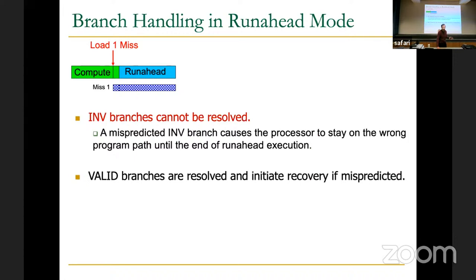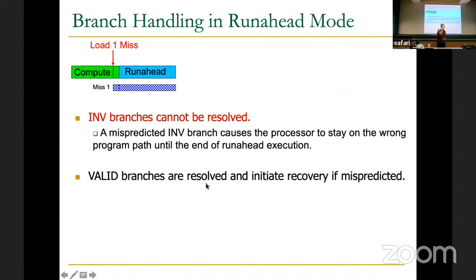So how do you handle branches? If you have an invalid branch, it cannot be resolved because you don't have the data for it, right? Now, if your branch predictor predicted it correctly, that's great, no problem, but you don't know it. If it's a mispredicted invalid branch, again, you don't know if it's mispredicted, but you'll be on the wrong path after that point because you cannot recover from it because you don't have the data value to recover, right? So the processor may stay on the wrong path until the end of the run-ahead execution, basically. But valid branches can be resolved.